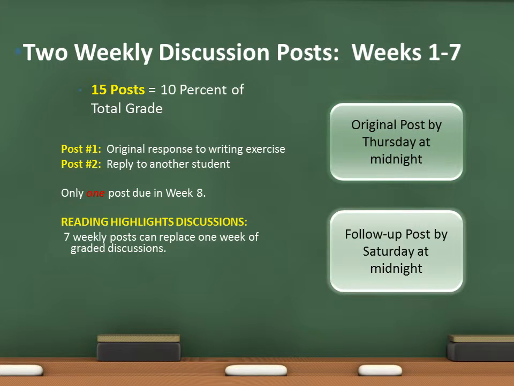Now you have 2 weekly discussion posts for weeks 1 through 7. That's 15 posts because we also have one in week 8. So that's where you get the 15th post. And that's 10% of the grade. You post the original post by Thursday at midnight, follow-up post by Saturday at midnight. If there's an extreme emergency occasionally and you do post up until Sunday, that's okay, but always, always in the current week.